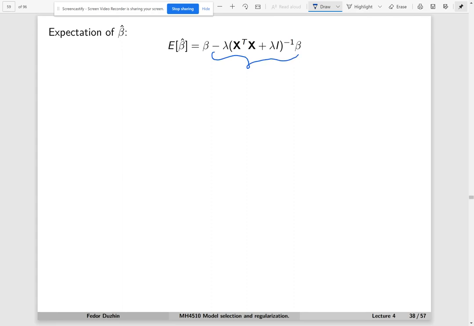And see that there is a bias here, right? So it is the original beta that comes from linear regression plus some bias. And here is, this is the bias. And here is the variance of beta. And again, if you think a little bit about it, you will see that the variance is decreasing with lambda. Because basically there is a division by lambda. That's the idea.